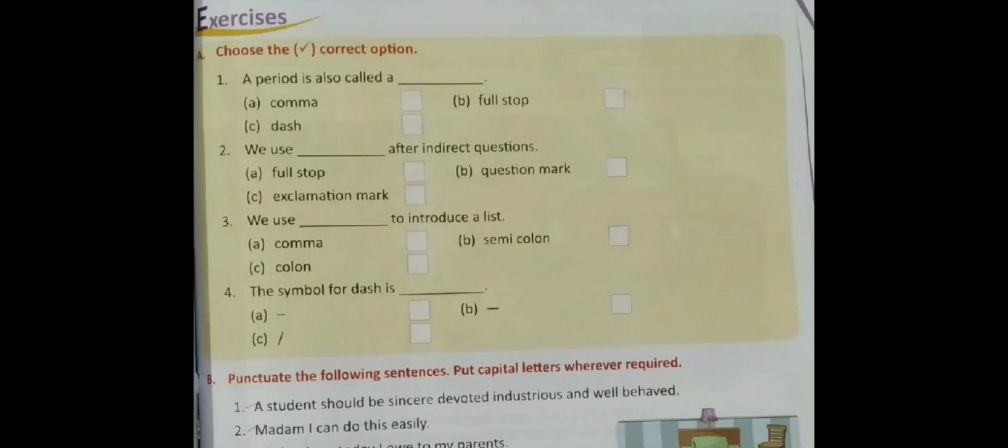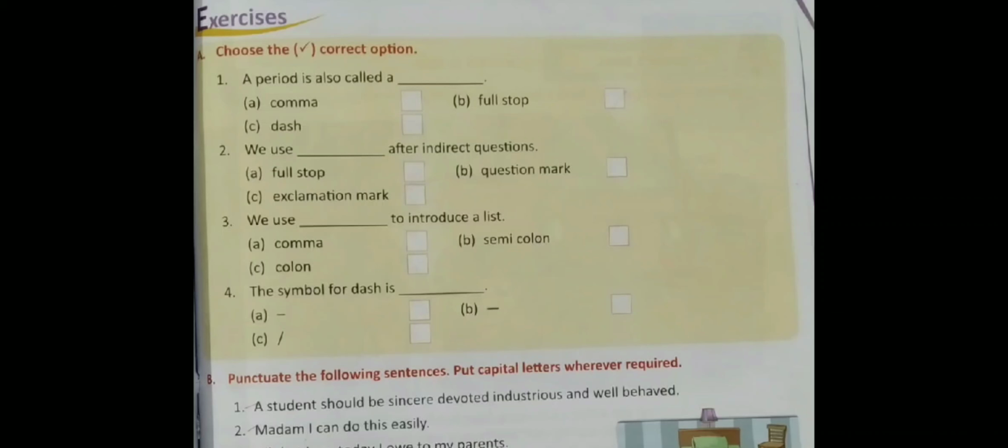Here, these are the exercises, children. Try to answer them on your own. First, you try to do the exercises by yourself, and after you do, the answers will be provided to you. First, try to do. It's very easy. For example, the first one: a period is also called full stop, isn't it? Answer will be full stop. You will tick in front of the full stop.